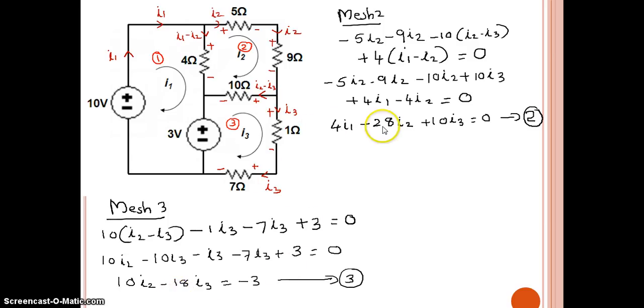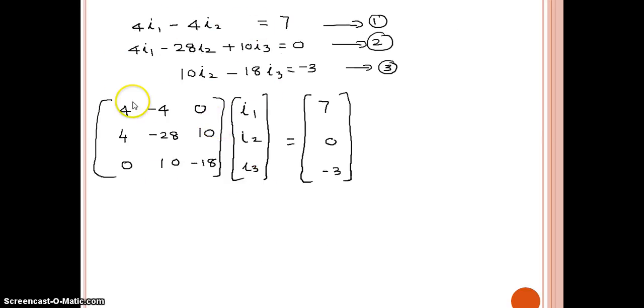Now for the 3 equations we have 3 unknowns, I1, I2 and I3. As per the question, we need to calculate I1 and I2. For getting it, we can get the answer by writing a 3 by 3 matrix and solving it. So now we'll do that. We write the coefficients of I1, I2 and I3. First equation: I1 coefficient 4, I2 coefficient minus 4, no I3, so 0 is the coefficient, equal to 7. Second is 4, minus 28 and 10.